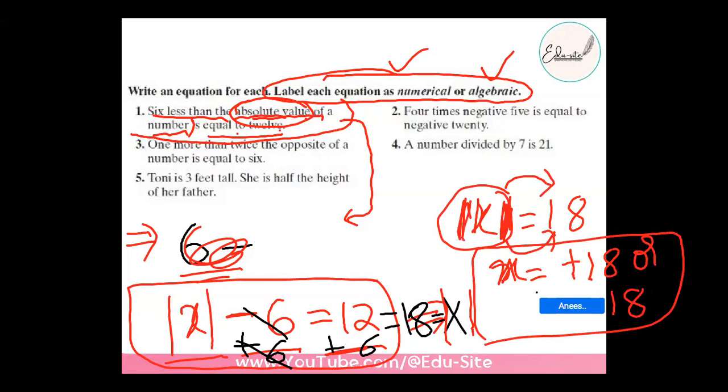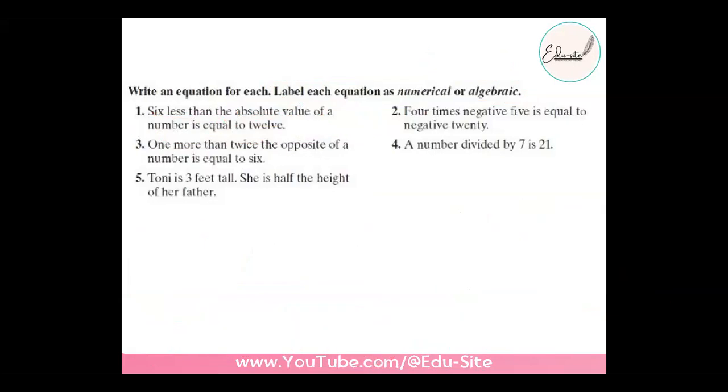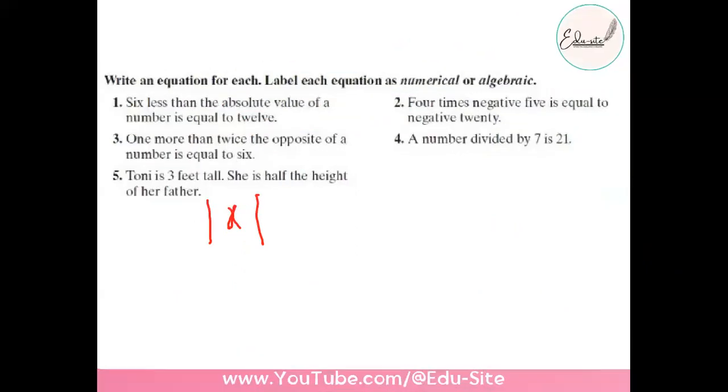So we write mod x, or absolute value of x, is 18. Mod x is nothing but, when you remove the mod, you get x equal to plus 18 or minus 18 as your answer, fine? So how do you write the first equation? You first write mod x, the absolute value of a number, and then what do you do with it?